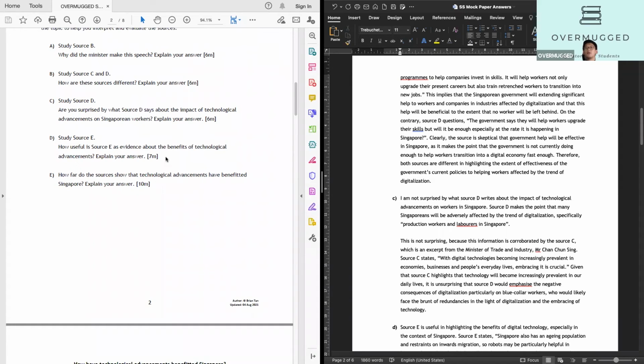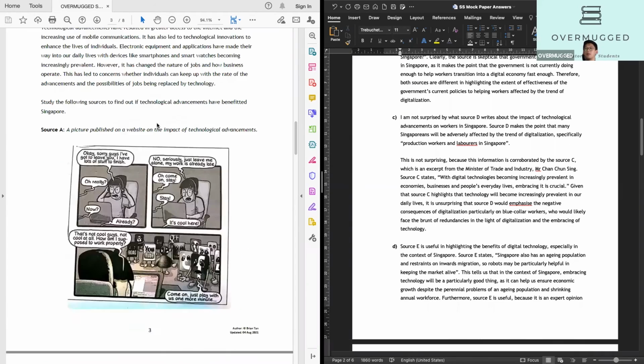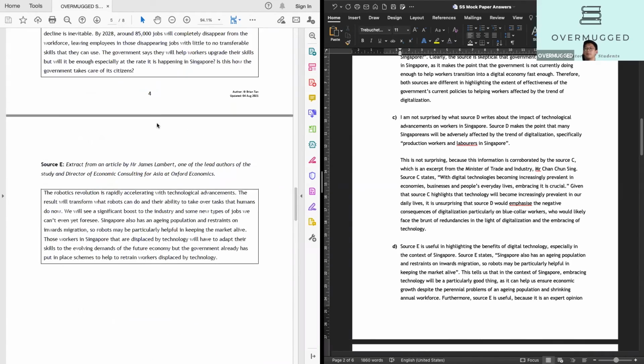A source is useful if it is cross-referenced because it also indicates that it's reliable. However, I want you to focus on the first two aspects, which is content and context of the source itself, because these are more important factors in establishing usefulness of a particular source. So let's look at source E itself.